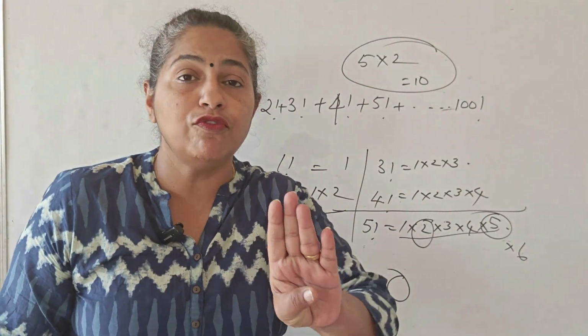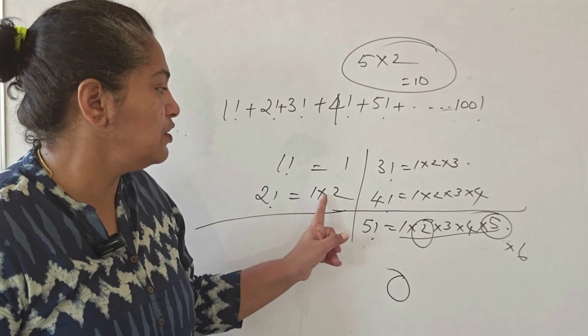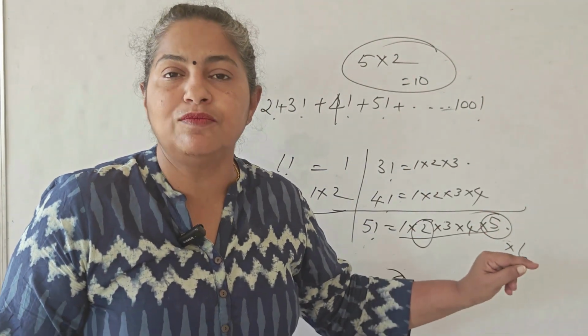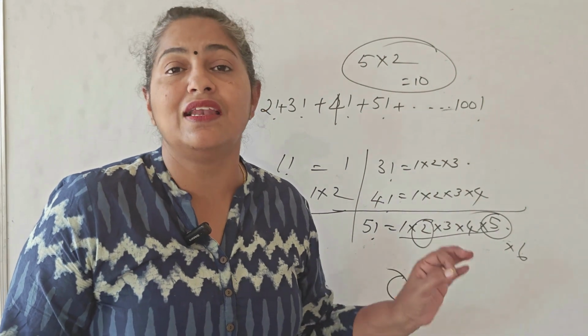Now we are bothered about only 4 numbers: 1 factorial, 2 factorial, 3 factorial and 4 factorial. Let us add them together and see what is the last digit.